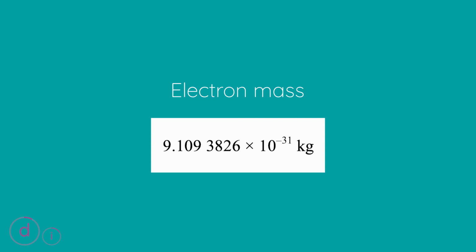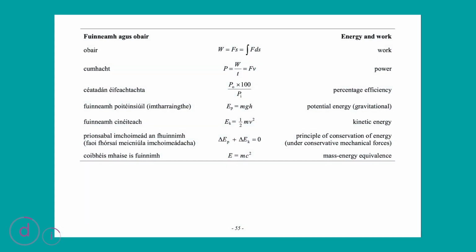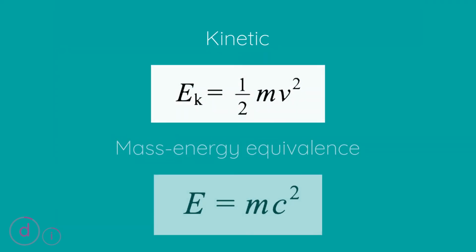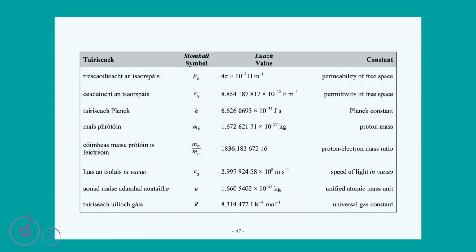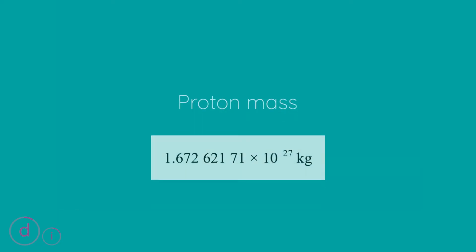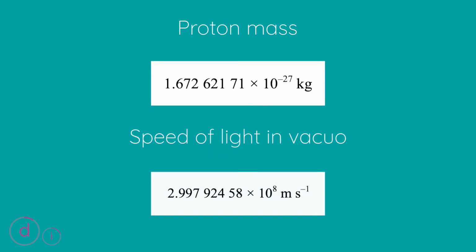Another page we'll need is page 55. We'll need the two formulae for the kinetic energy and for the mass energy equivalence formula as well. And finally, going back to more fundamental physics constants, we're going to go to page 47 this time, where we're going to be looking at the proton mass and the speed of light in a vacuum.